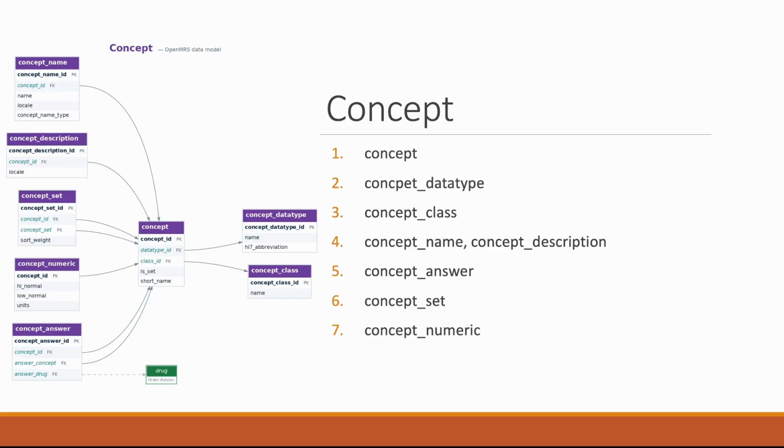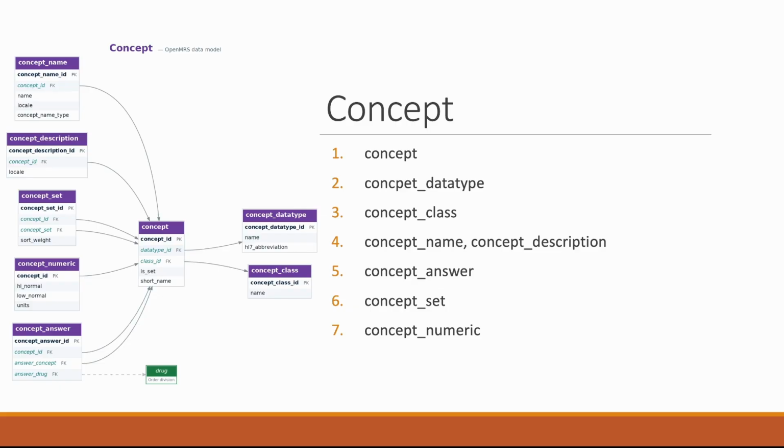Now pick concept data type. Concept data type basically tells the data type of this particular concept. Is this a numeric concept? Is this open text? Is this a date? Is this boolean, yes and no? What type of concept is this, right? And then we have concept classes. Concept classes are sort of a gray area.